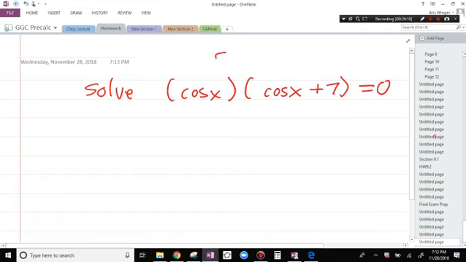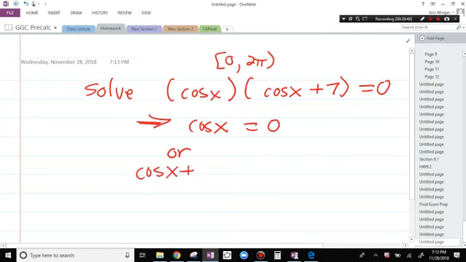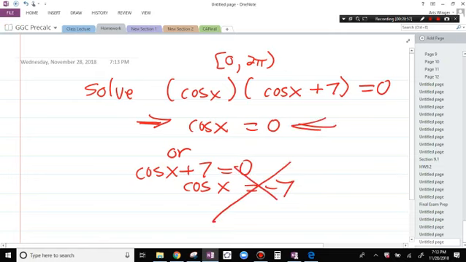Then this means, on the interval 0 to 2 pi, that cosine x is equal to 0, or cosine x plus 7 is equal to 0, in which case cosine x is equal to -7. But from the argument we just made, that's impossible, and then you would only solve that one. And then you would use the circle to figure out what those values are.